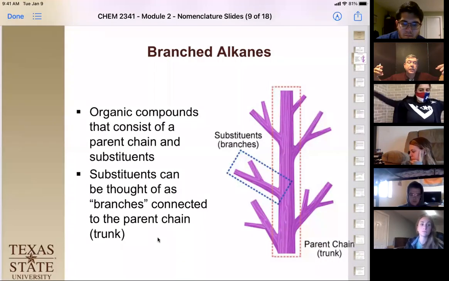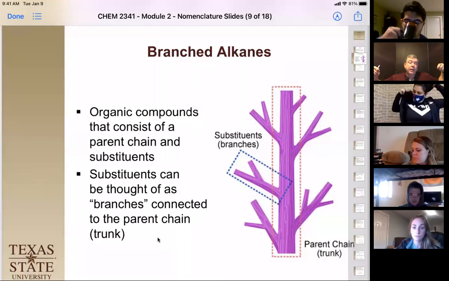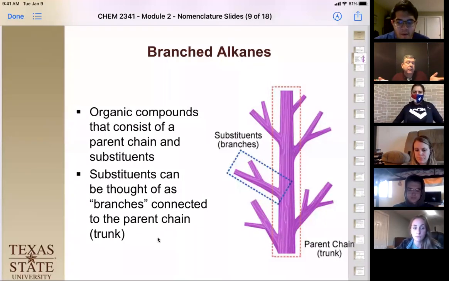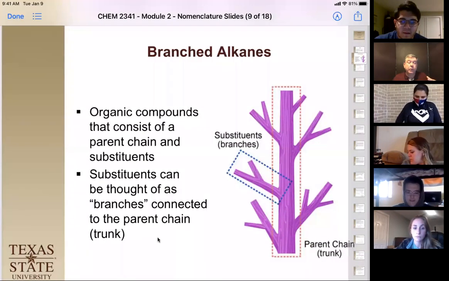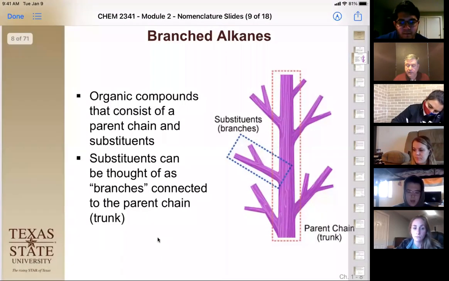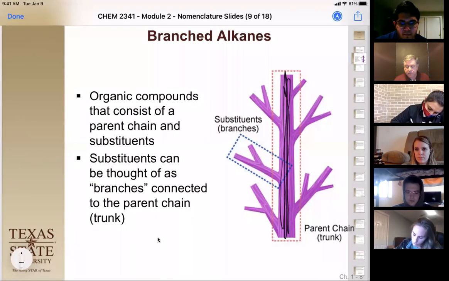So we have this long chain. The longest continuous chain is what we call the parent chain, or you can consider it the trunk right here. And then any other shorter group of carbons coming off of that chain are considered branches. So what I mean by that is, if we have this chain right here that is 20 carbons long, and then this branch has 2 or 3 carbons on it, it's a branch.